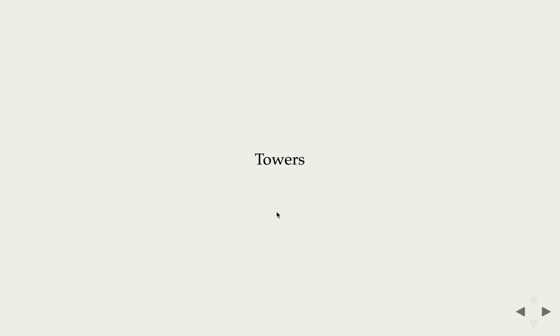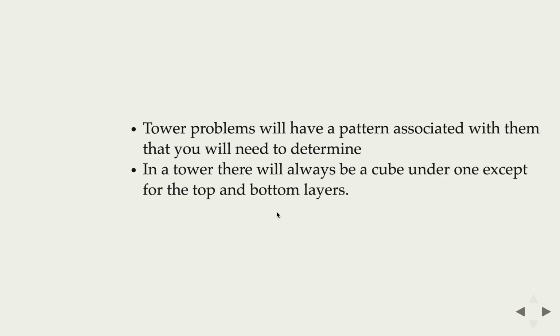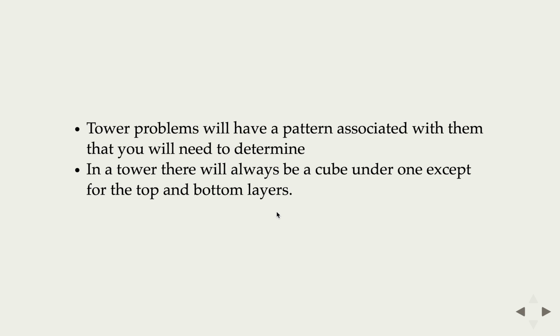Now, another structure we call towers. When you build towers, you build from the bottom and then layer on top of it, and then on the top. Usually, in order for towers to be stable, you want to make sure that the bottom layer is always wider, so that anything on the top has something to support it on the bottom, right? In this case, we assume that there will always be a cube under one, except for the top and bottom layers. Okay.